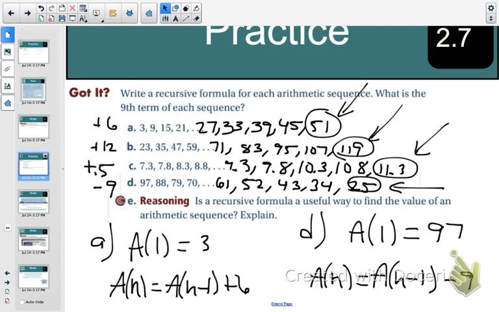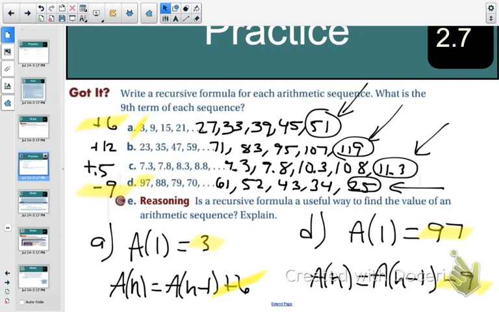So I've written down the recursive formula just for a and d, because I wanted to save myself some time. For a, I say my first term is 3. So that's right here, that 3. And then a_n equals a_(n-1) plus 6. That's from your common difference right there. For d, my first term is 97, so that's here. And then a_n equals a_(n-1) minus 9, and that's because it's going down by 9. So you're adding negative 9 or just subtracting 9.